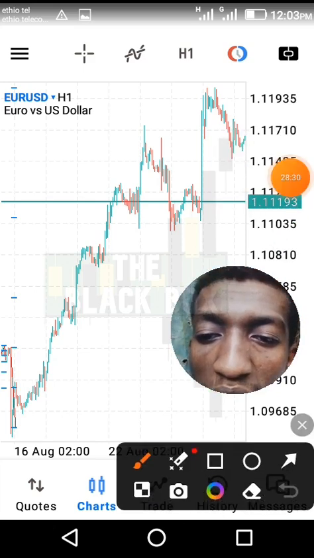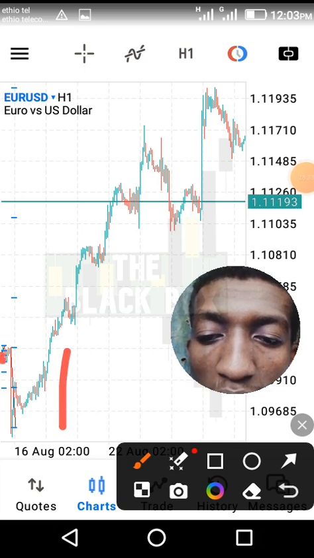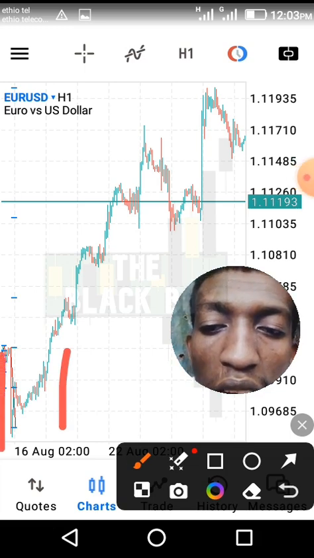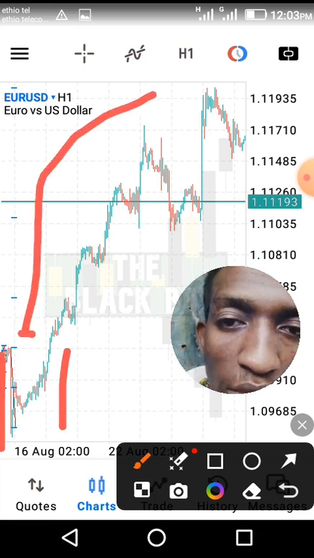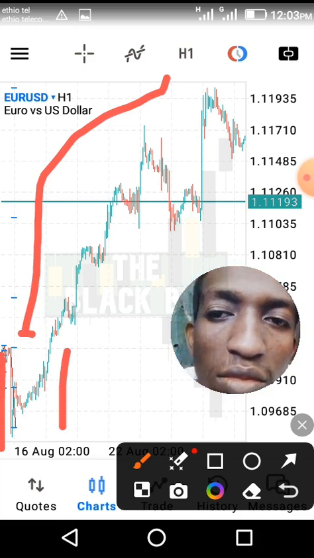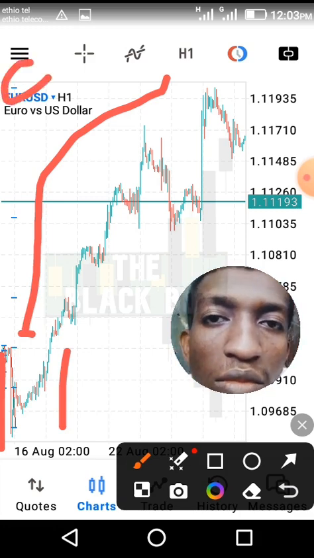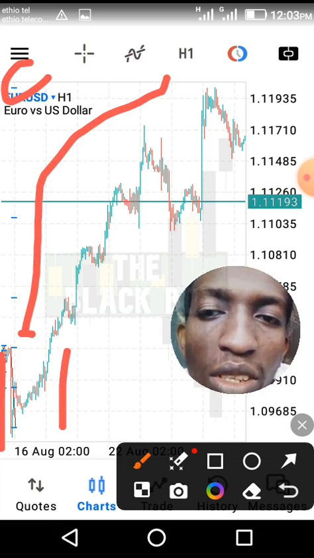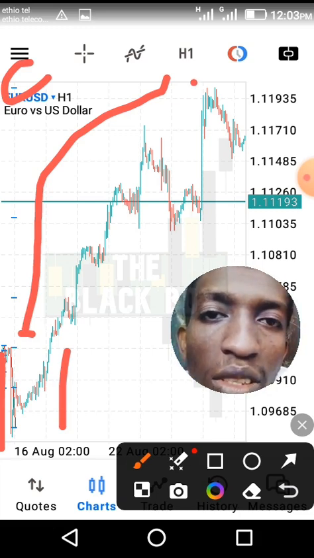So they shook out the buyers down there, the downside, and look where they delivered. TP3. Do you see TP3? What happened at TP3? Collapsed.